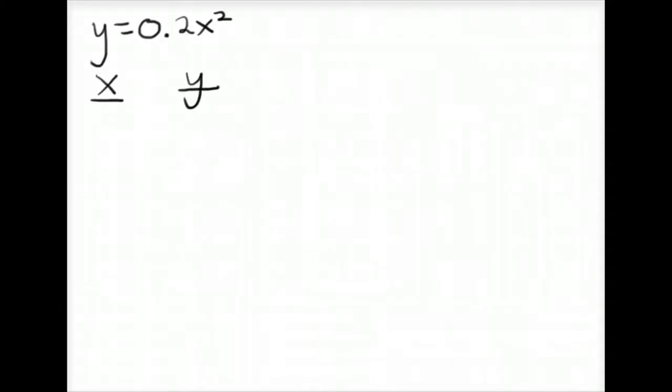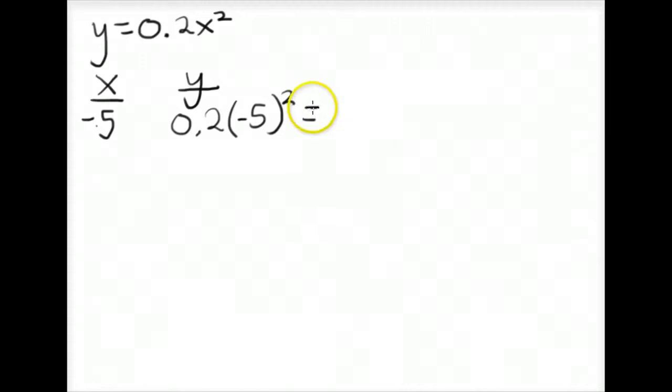Many functions have graphs that aren't just straight lines but are instead curves. So this is going to be an example of that type. To graph this function, we're going to need to plug in values of x and get the corresponding y value and then graph those ordered pairs. So let's say we plugged in negative 5 for x. You would plug in negative 5 wherever you see x. You would get 0.2 times negative 5 squared, and that's going to equal positive 5.